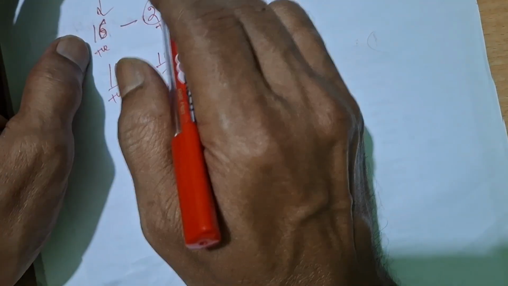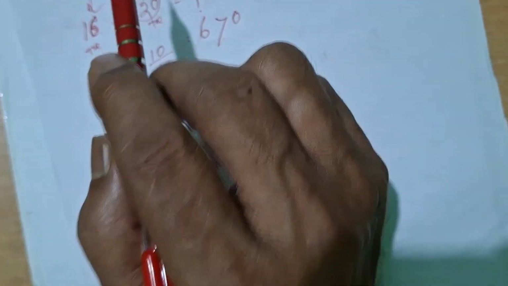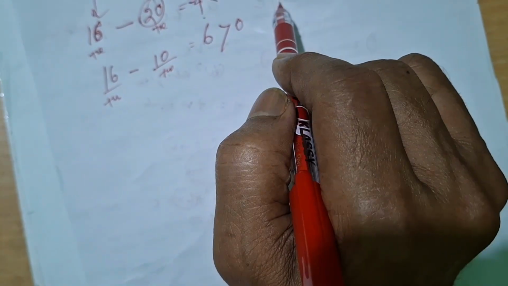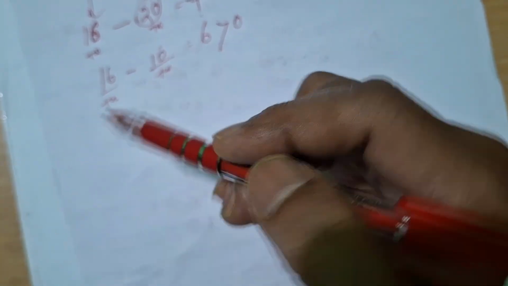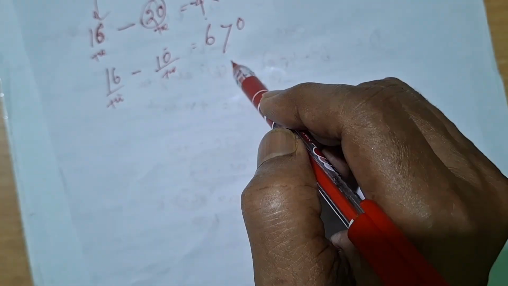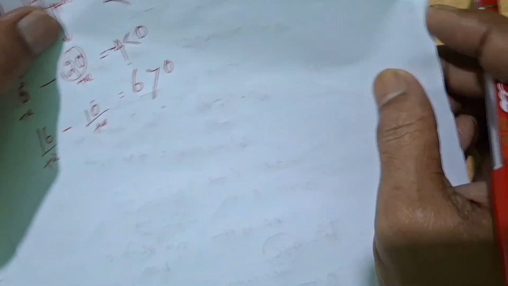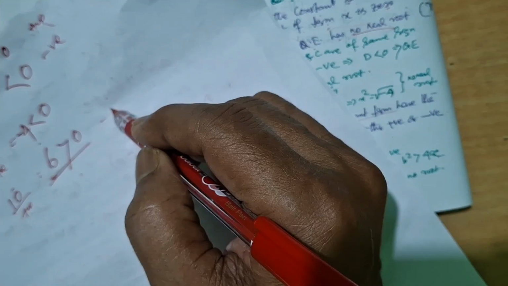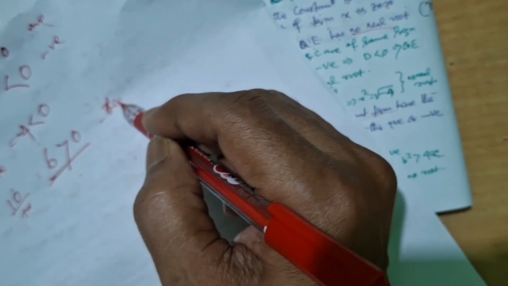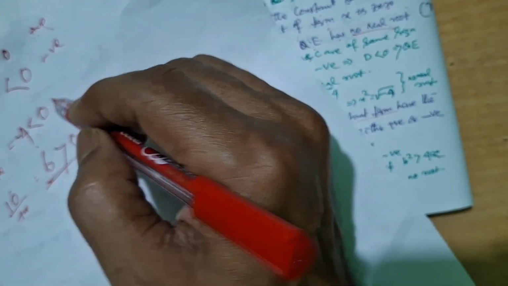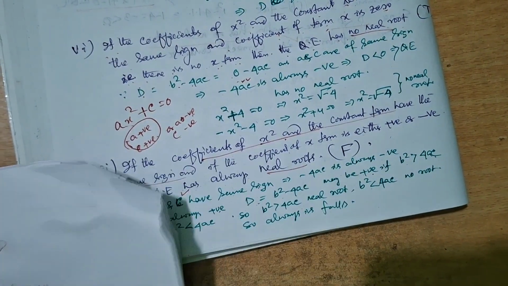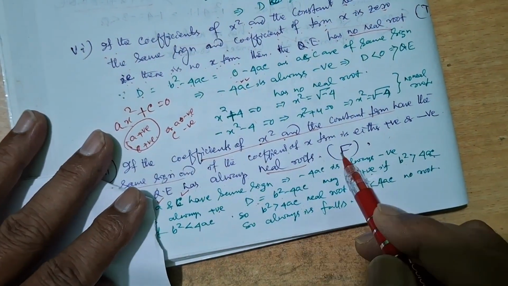Only when the coefficient of x square and the constant term are of the same sign, then two cases will arise. If this will happen, it has two real roots. If this will happen, no real roots, because if d is negative, there are no real roots. So always real roots, it is false.